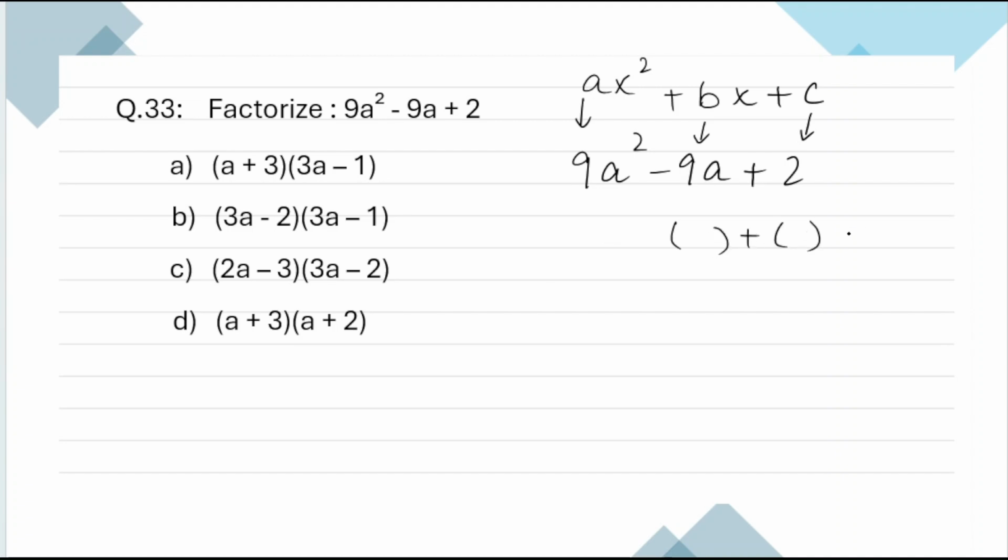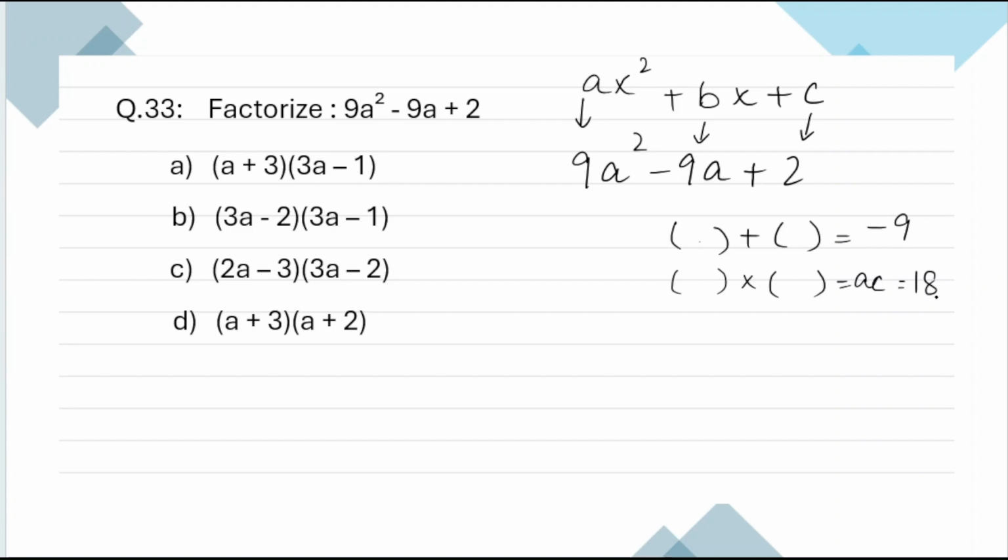When they are added, they give me the b part, which is -9. And when they are multiplied, they give me the product of AC. And what's that? 18. So I want 18 as the product and I want -9 as the sum. So now again we have to think, where do I get 18? 2 times 9, but 2 plus 9 will not give me -9. Okay, let's try something else.